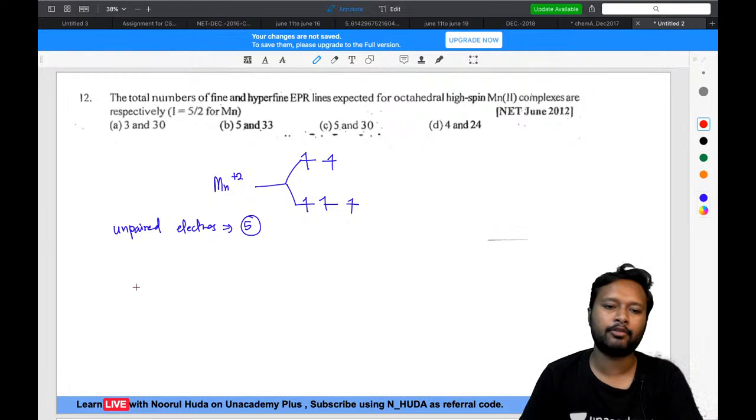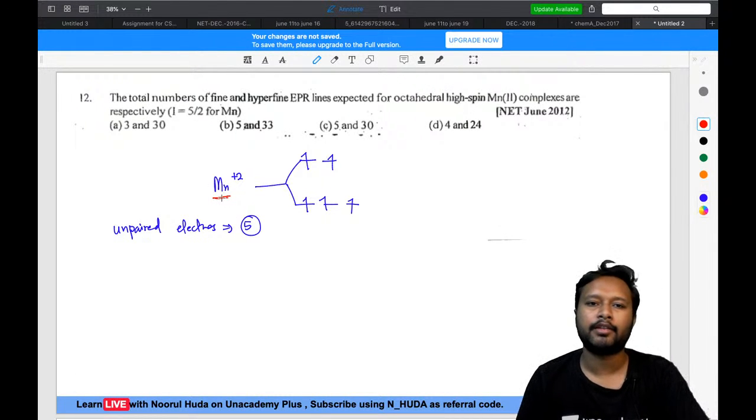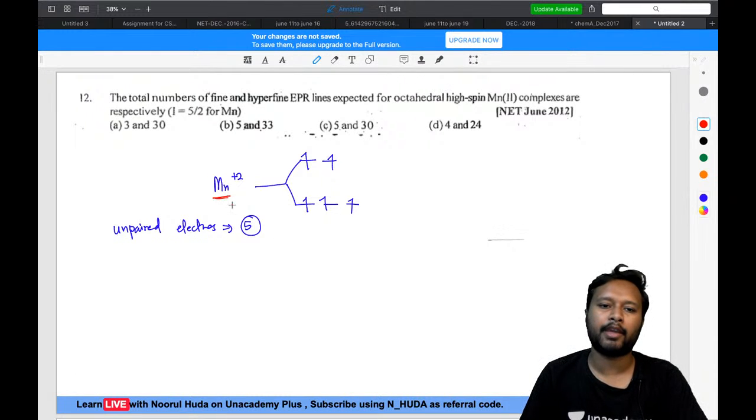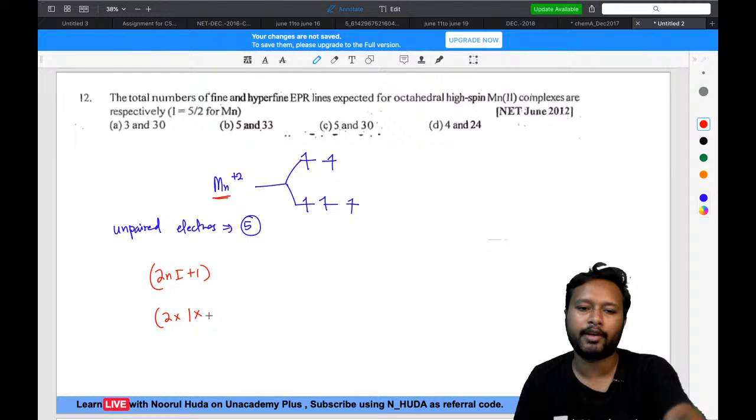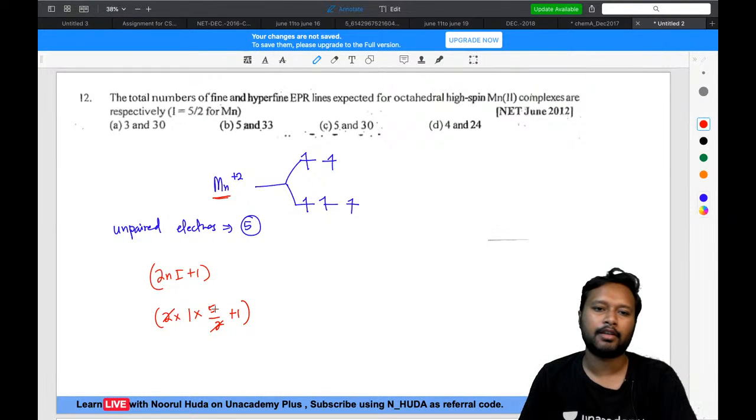So the first thing which we'll do is find out the fine lines. Fine lines are the splitting caused by the element itself, that which splits itself, or you can say the first splitting which is caused is called fine lines. So manganese having I value 5 by 2 is going to split by this formula. 2NI plus 1 will be the formula. Since you have just one manganese in the complex, I value is taken to be 5 by 2, which is given to you in the question, and plus 1. So how many lines do you get in this case?